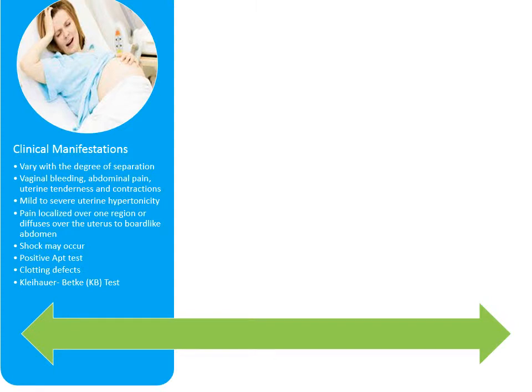A positive Apt test may be done to discover blood in the amniotic fluid. Clotting defects may be noticed, progressing to DIC. A Kleihauer-Betke test may be done to determine fetal to maternal bleeding. This test detects fetal hemoglobin in the maternal blood.